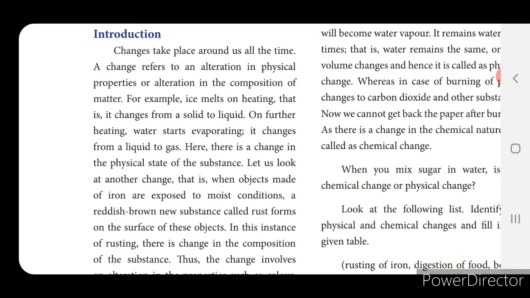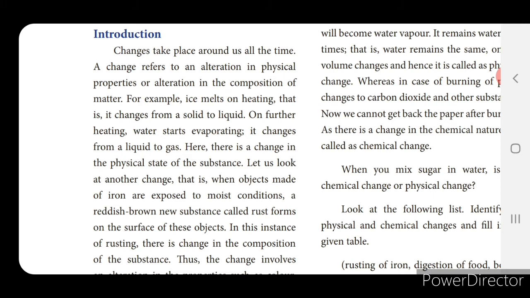That process we call evaporation. So solid, when you heat it, is converted into liquid, and liquid water, when you heat it, is converted into water vapor, that is, gaseous state. So this is the physical change. Only the volume will change, but as an ice cube it has hydrogen and oxygen, as water it also has hydrogen and oxygen, and as water vapor also it has hydrogen and oxygen.